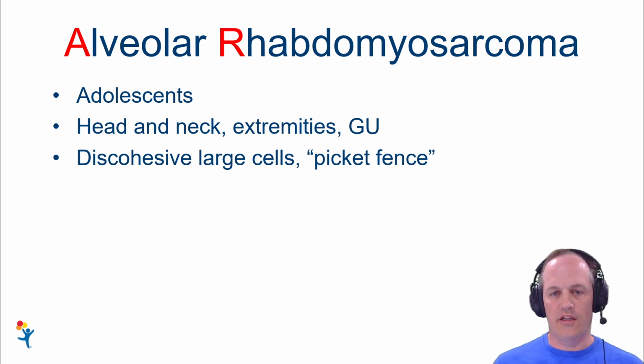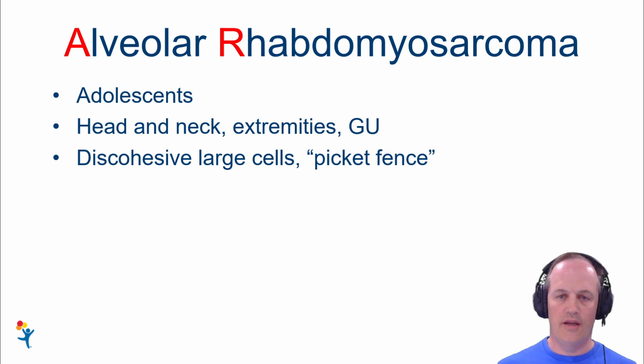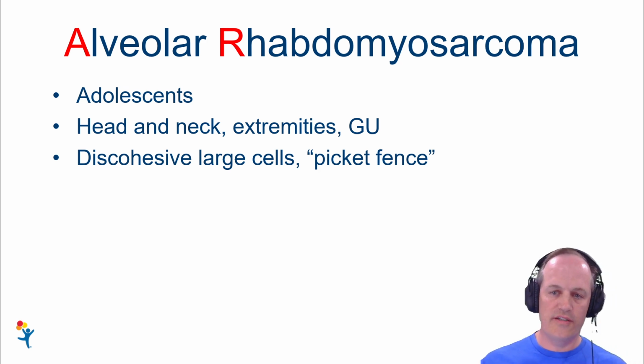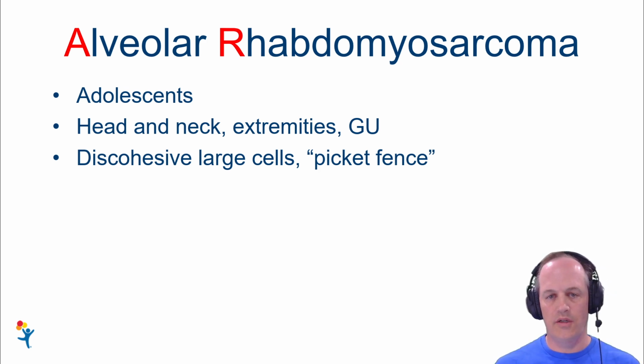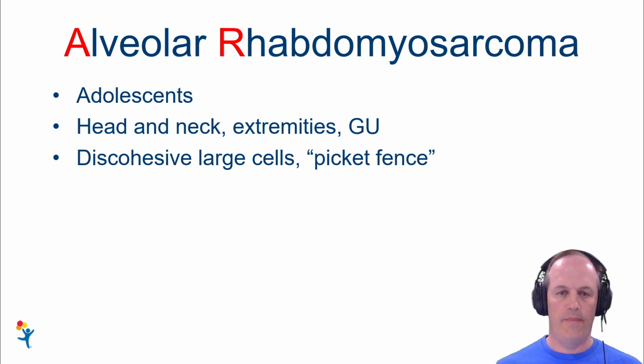And it's going to occur in adolescence. It's going to have a predilection for the extremities. It's going to occur in the head and neck. You can also see it in genitourinary sites. In males, you're going to actually find this in the prostate occasionally. Histologically, the thing that stands out to me as the hallmark, in addition to the rhabdoid cytology, is a picket fence appearance at the edges of these nests, and I'll show you that in a second.